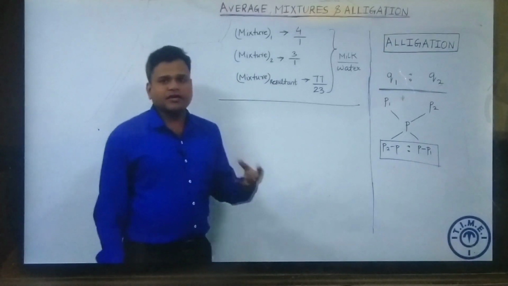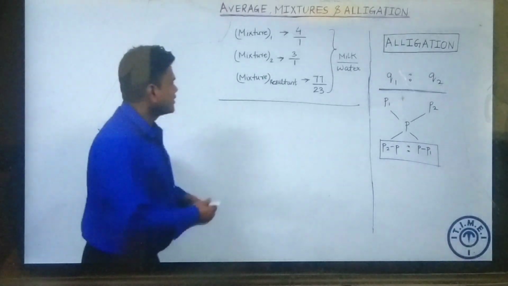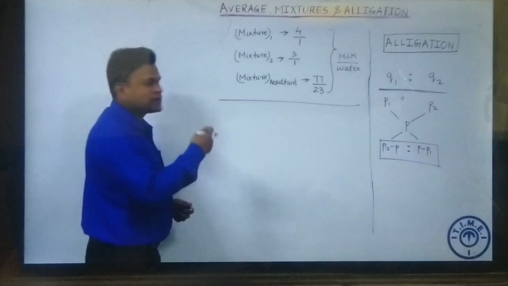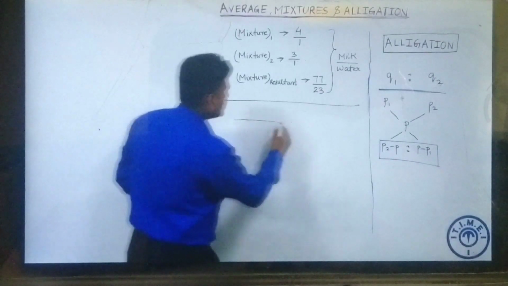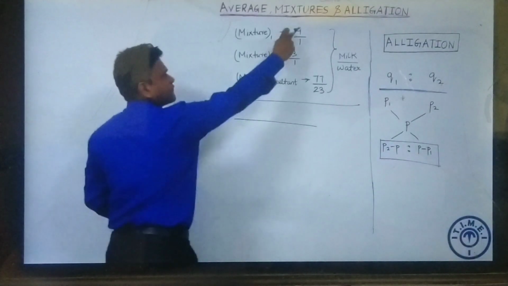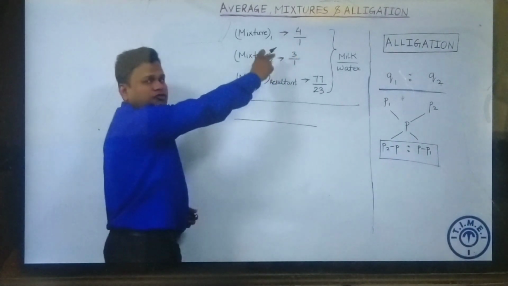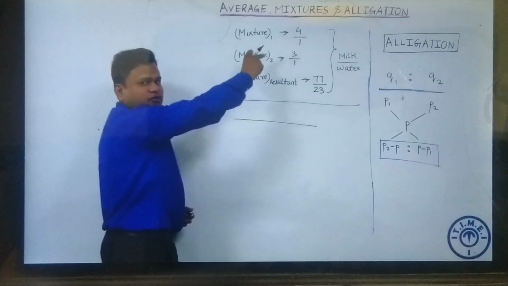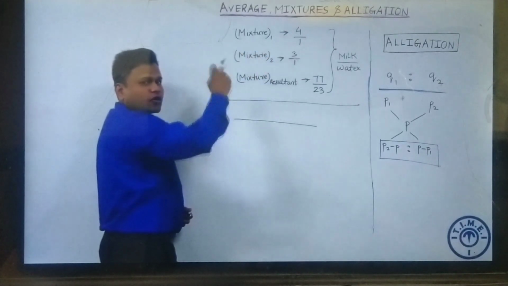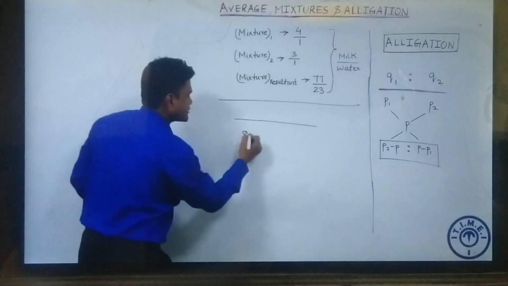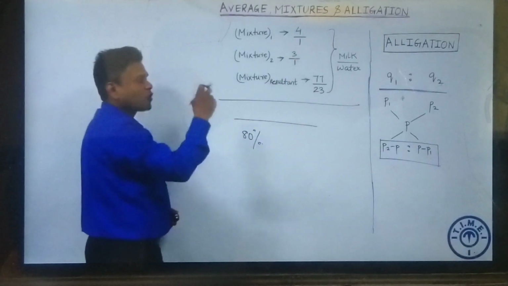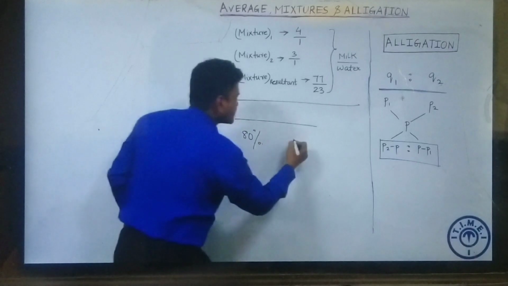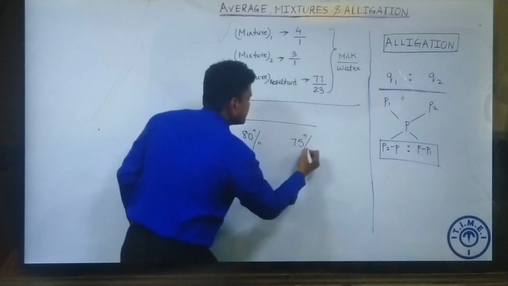Again, that can be taken up in multiple methods. For example, one of the methods we can adopt in solving this question, again within this rule of allegation, you take up, let's say, milk concentration. 4 units is milk, 1 unit is water, so 4 on 5, which is 80% milk. Similarly, 3 units is milk, 1 unit is water. So that is 75% milk.